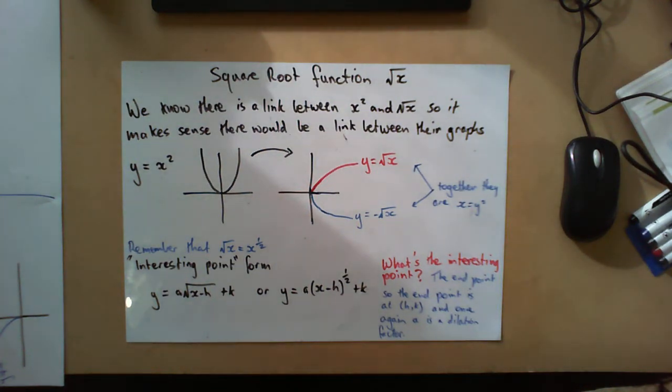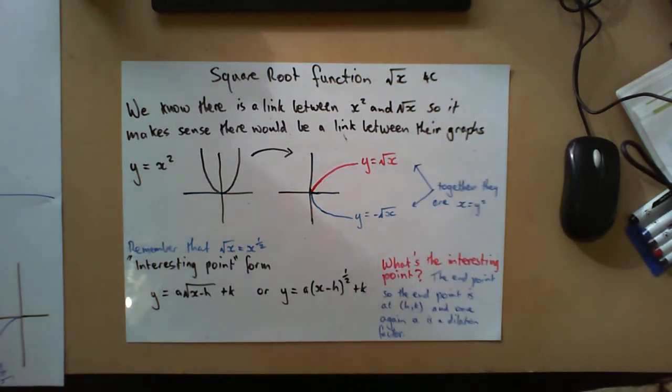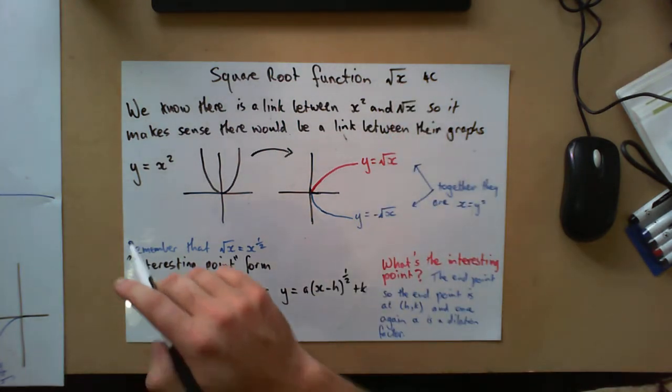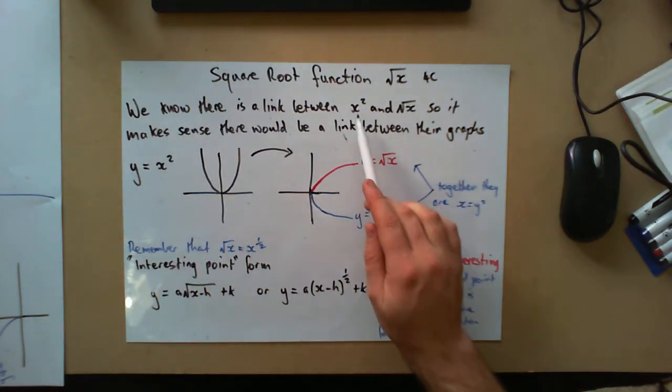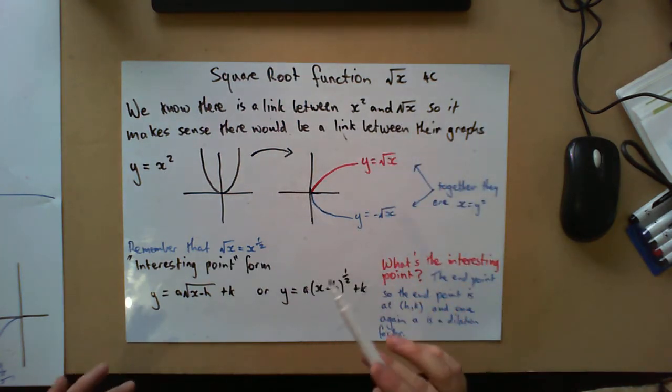Okay, in this video we're having a look at the square root function, which is linked to 4c. So the square root function is root x. Remembering that, we know that there is a link between x squared and the square root of x. So it makes sense that there would be a link between their graphs.